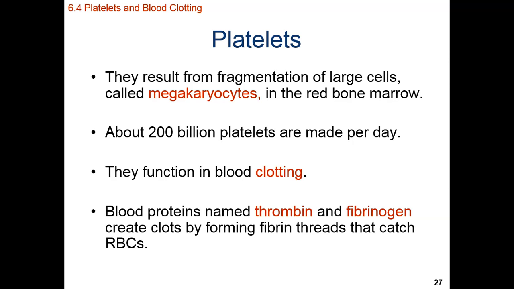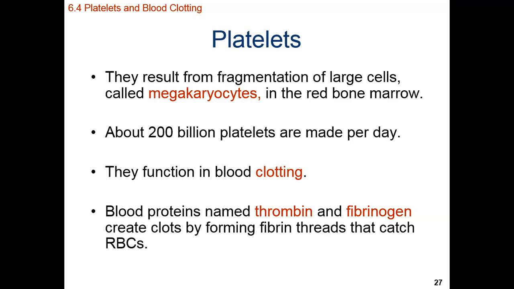And it's a fragment of what? It's a fragment of a really big cell that's kind of sloughed it off. This really big cell that sloughed off the platelets is called a megakaryocyte. If we look at this term, mega meaning big, and karyocyte meaning it's a cell that has something. I'm actually not sure what karyo means. I should look that up. My bad. Now, these megakaryocytes are present in the red bone marrow.